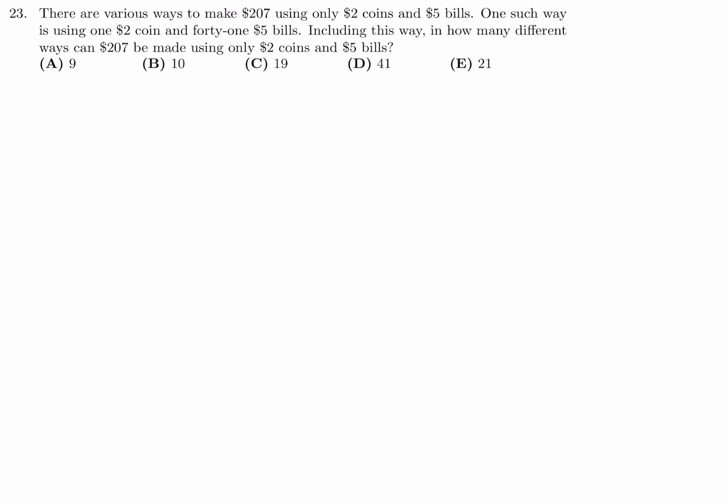There are various ways to make $207 using only $2 coins and $5 bills. One such way is using one $2 coin and 41 $5 bills. Including this way, in how many different ways can $207 be made using only $2 coins and $5 bills?